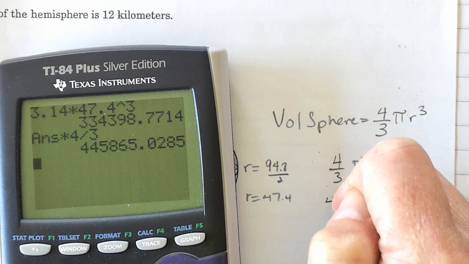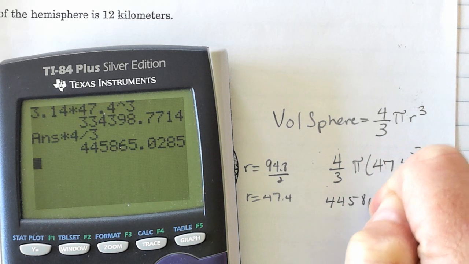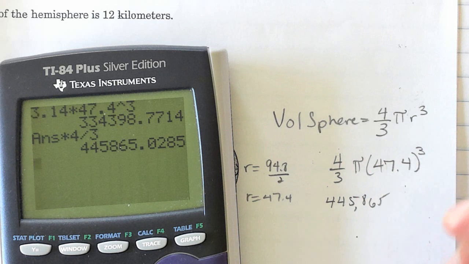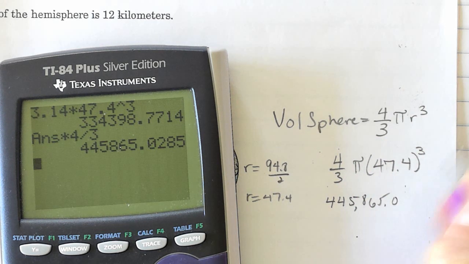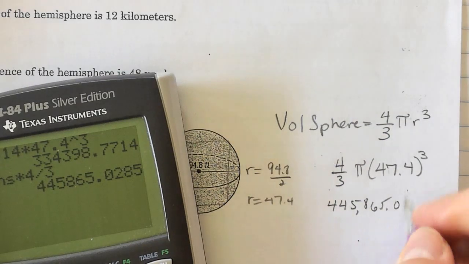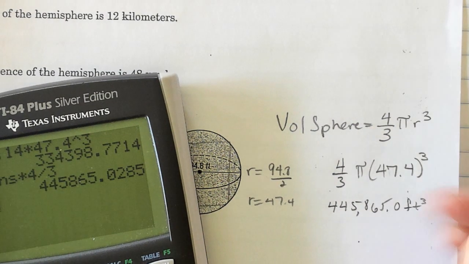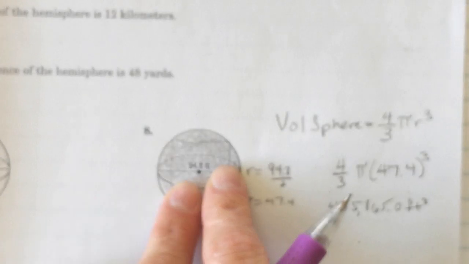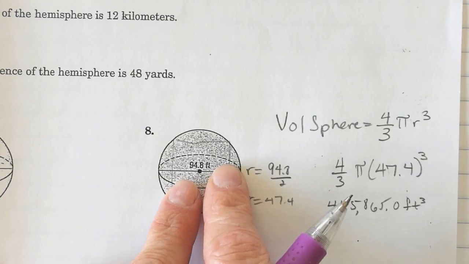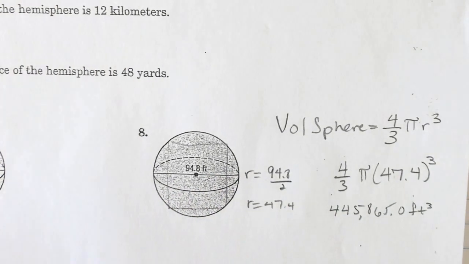445,865 point not much feet cubed. But again, this is almost 100 feet across. That's a pretty big basketball to be filling. So that's something to keep in perspective.